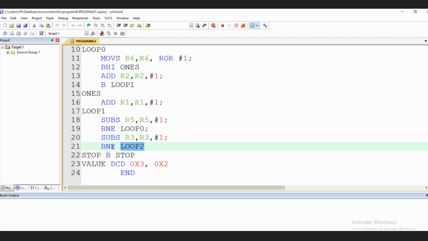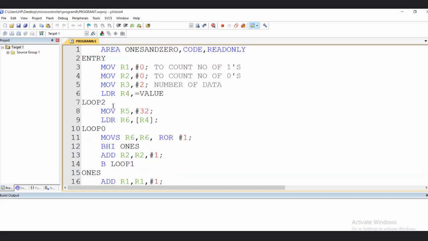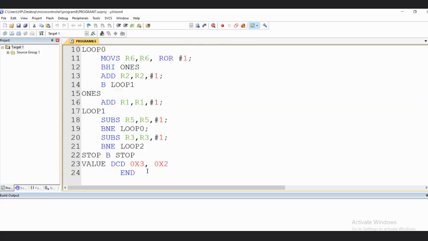It's checking for the condition branch not equal to. If R3 is not 0, it will again move to loop 2. Again, the second number also contains 32 bits, therefore R5 will be copied with the value 32. Again it will repeat the same procedure.